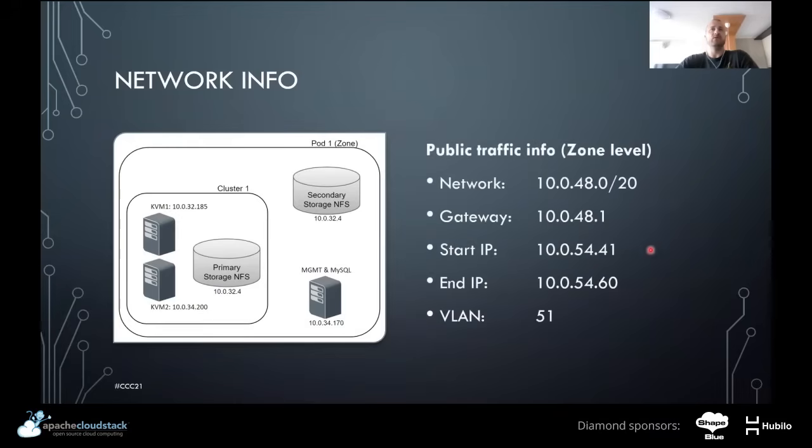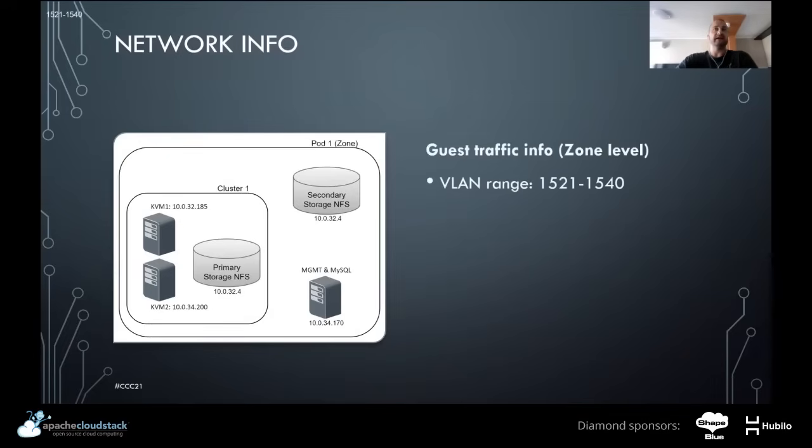We have similar for the public one. So again, we have a quite large /20 network, but we are using a smaller subset of only 20 IPs, and we are using VLAN 51, as in the previous diagram. And finally, when it comes to the guest traffic info, which is always on the zone level, these VLANs span the whole zone. We are using this small VLAN range of only 20 VLANs, which we will assign to the zone, and then CloudStack will create tenant networks from these VLANs, effectively using each VLAN for a separate network.